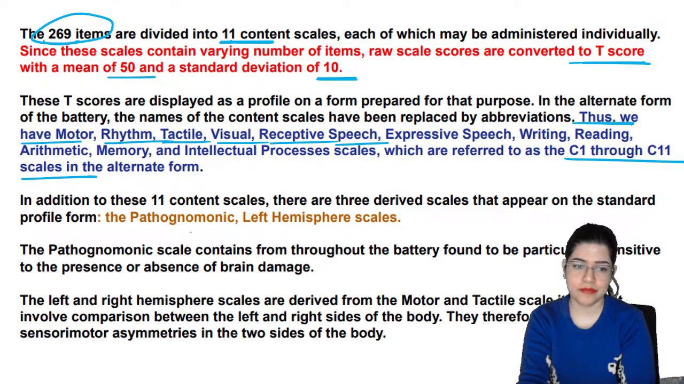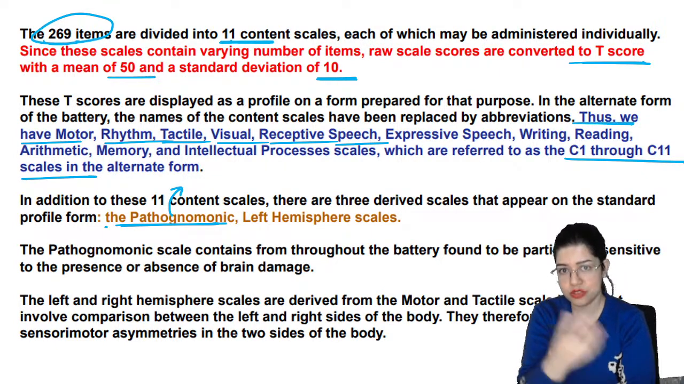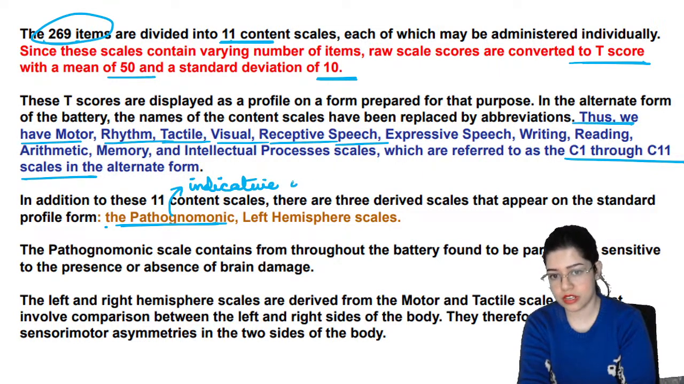That's okay. Now what is the pathognomonic scale? Pathognomonic scale actually means that this is indicative. Low performance or high score here, a high score will indicate bad performance, right? So if there is a particularly high score on a scale, does it indicate a particular kind of damage or not? Indicative of specific damage means pathognomonic. I'll tell you what that means particularly.